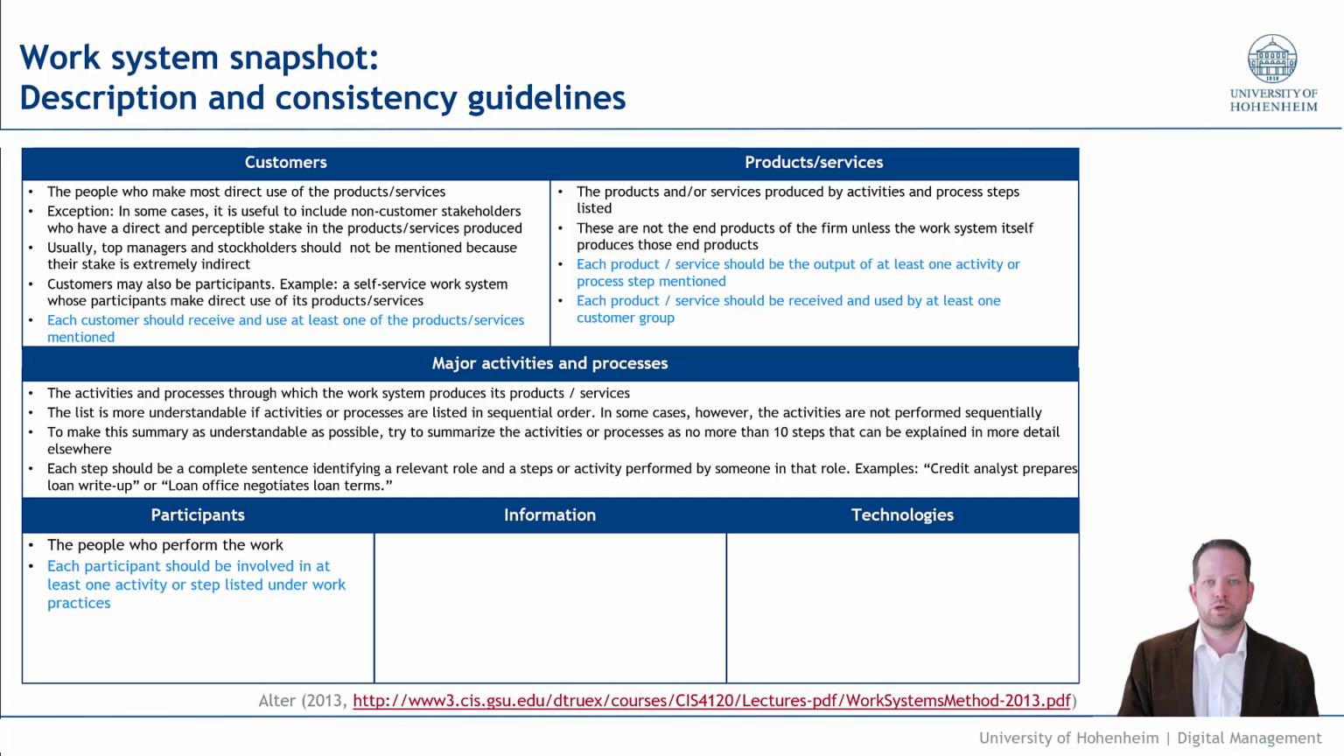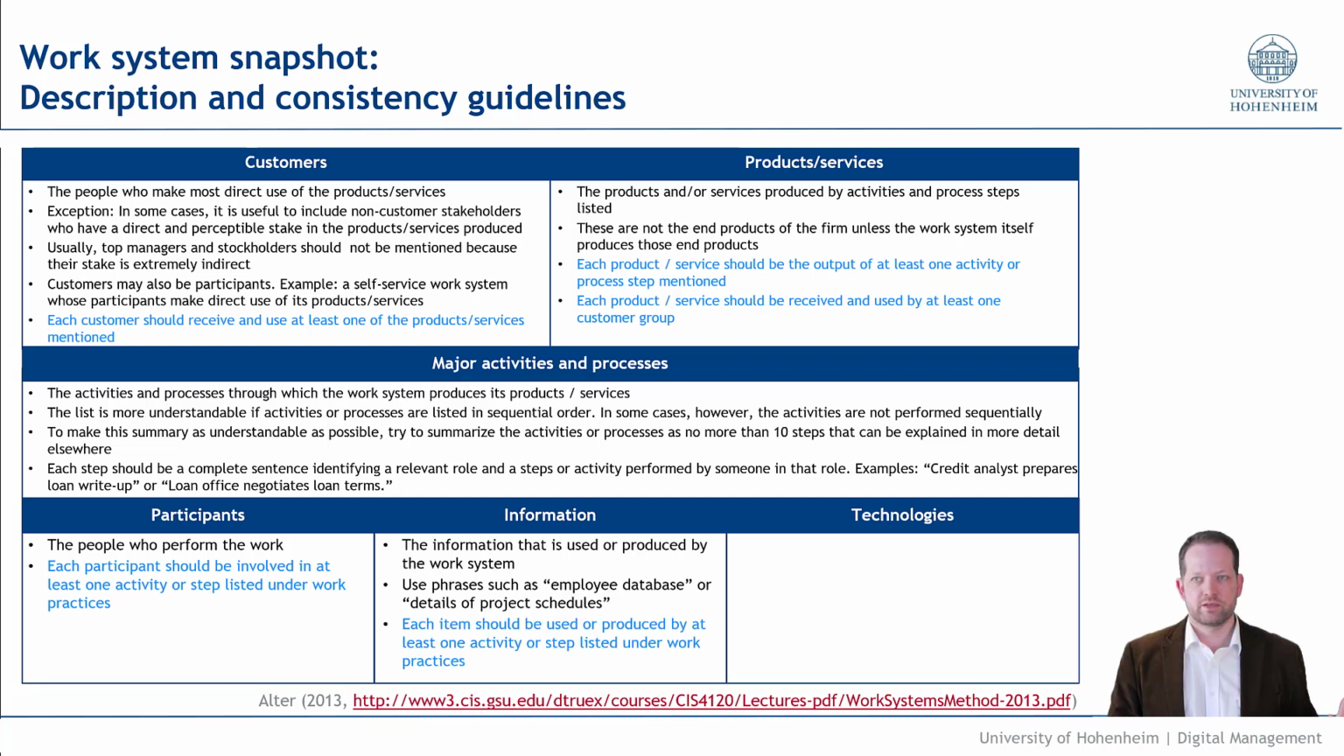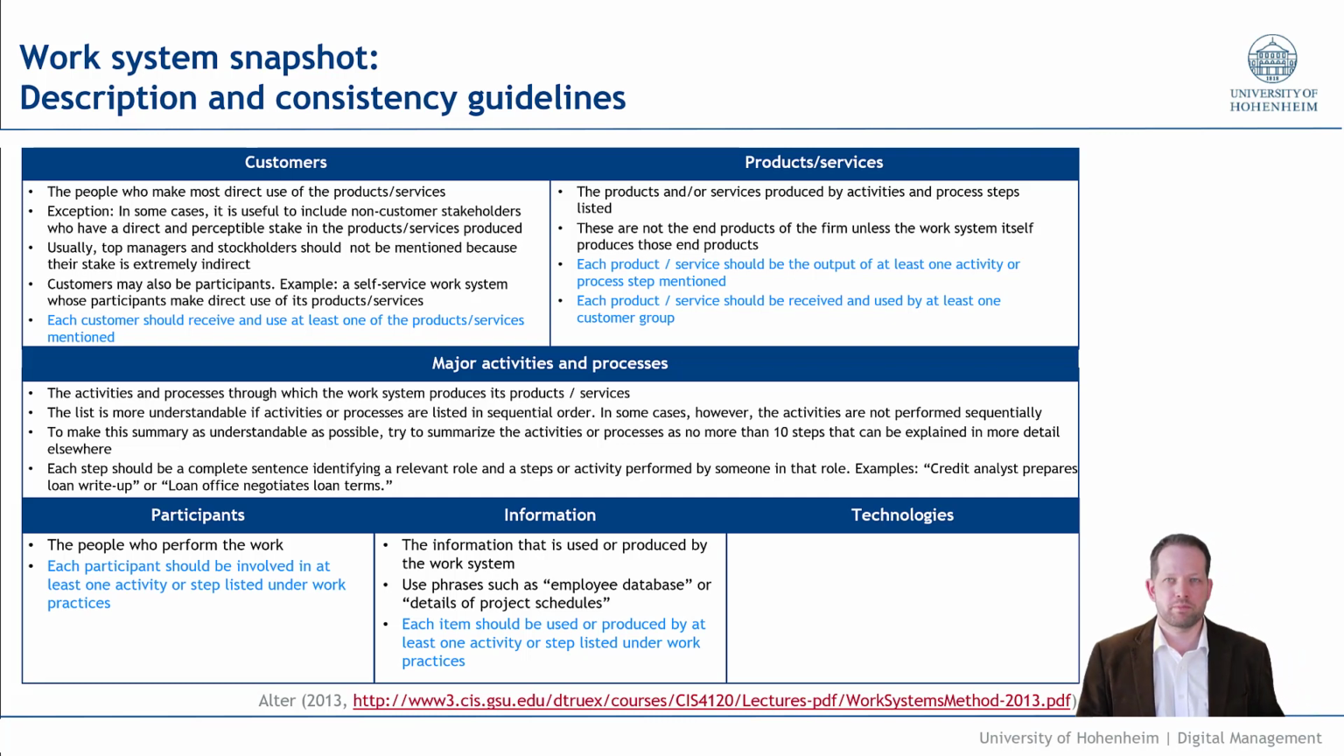Participants are the people who perform the work. People, not technological agents. If it would be automated systems, that's in the technology box. So participants are the people who perform the work. And each participant should be involved in at least one activity or process. Considering the information, it's the information that is used to produce the products and services of the work system. There you should use phrases such as the employee database or details of project schedules. And each item in this information box should be used or produced by at least one activity or step listed under work practices. So it should be used or produced, either of the two, or it might be both.